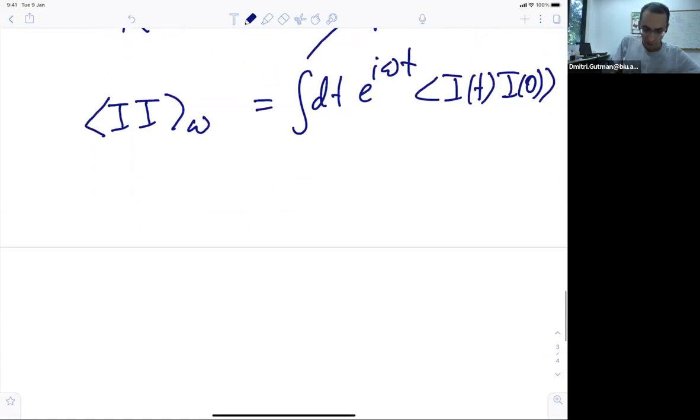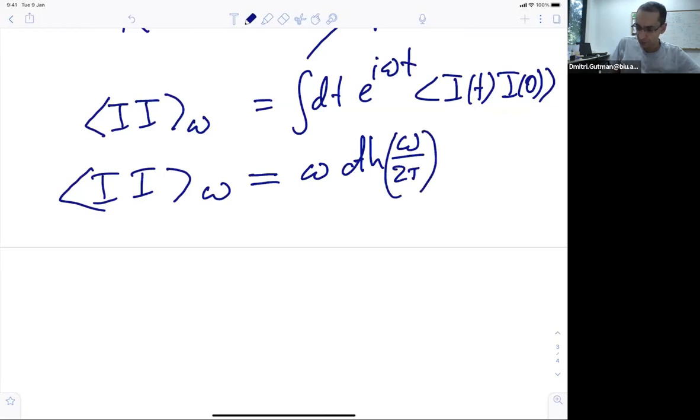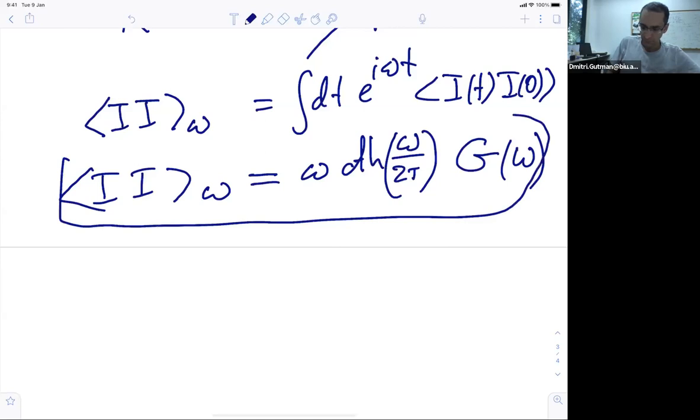the current correlation function computed in the frequency domain is equal to omega cotangent hyperbolic of omega over 2 temperature times conductance as a function of frequency. And this is called the fluctuation dissipation theorem.